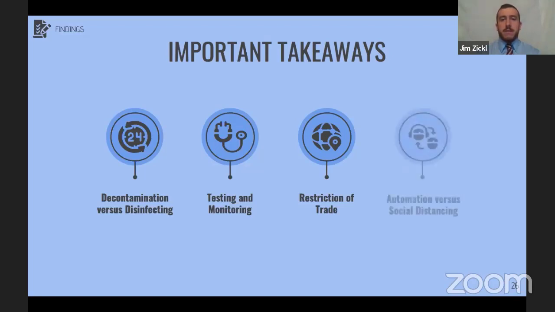And the final was the difference between limiting human-to-human interaction by automation versus social distancing. In the ranking, limiting human-to-human interaction by automation was ranked higher than social distancing in 2 out of the 3 categories. But when it came to explanations, experts seemed to prefer social distancing over automation.